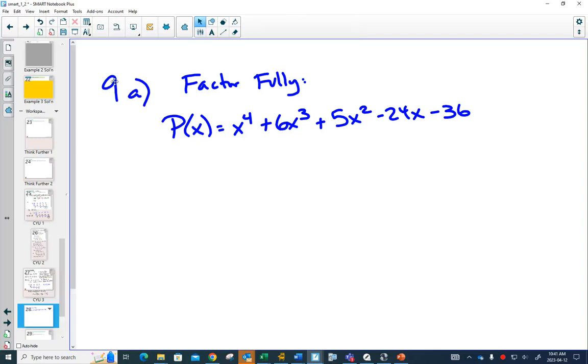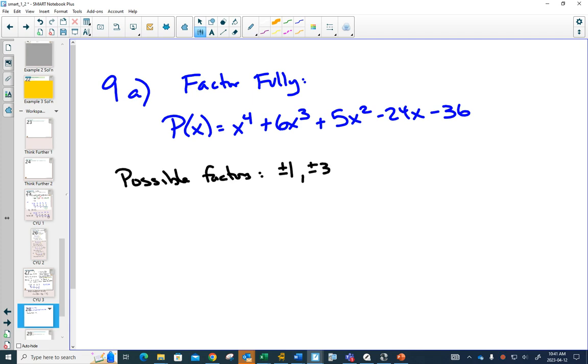See one with an x to the 4, what it looks like to factor fully. First of all, possible factors with a 36 at the end. It could be 1 and 36, 2 and 18, 3 and 12, 4 and 9, and 6 and 6. There are a ton that are possible. Those are all the things that are factors of the 36.